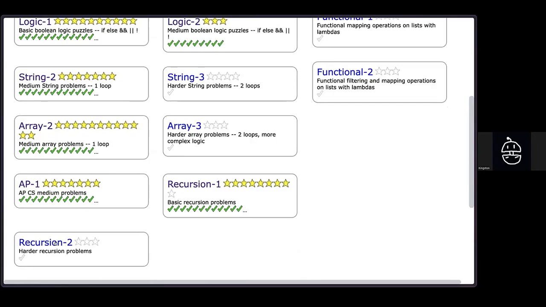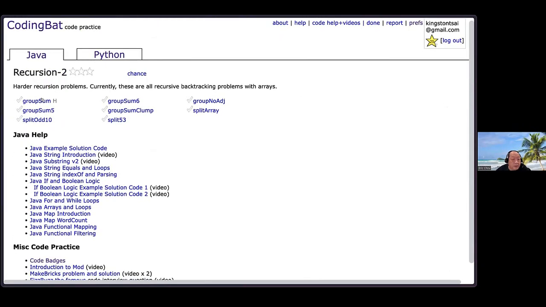Do I do recursion 2 or string? Recursion 2, okay, because it's consistency. It's just a problem. You would actually finish that.